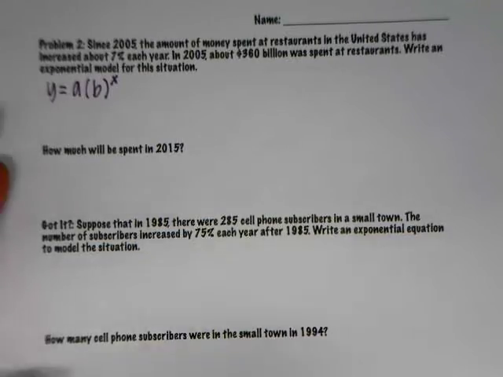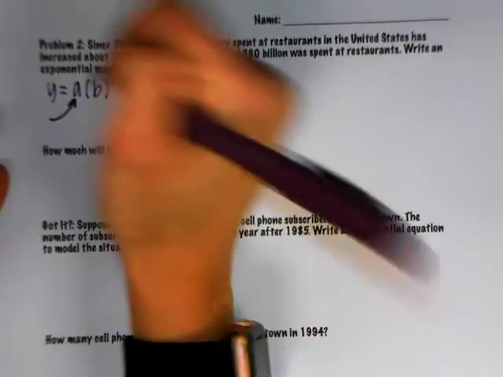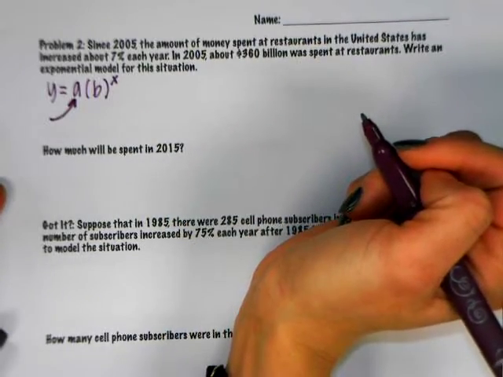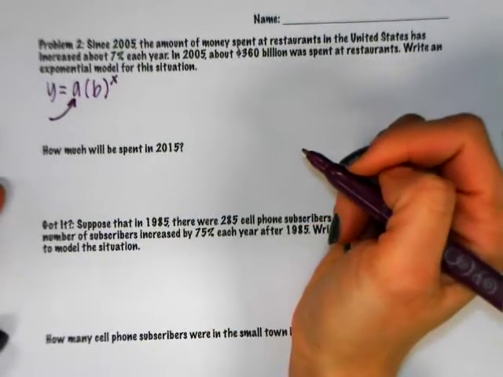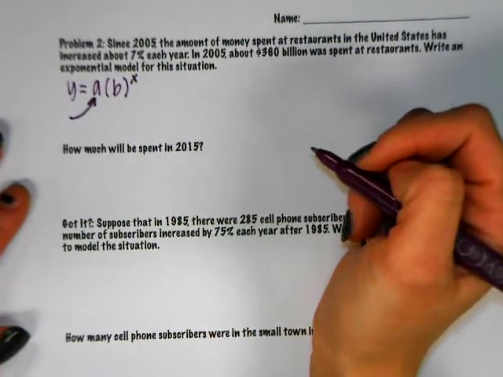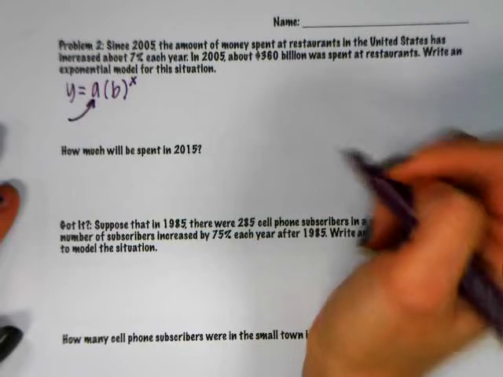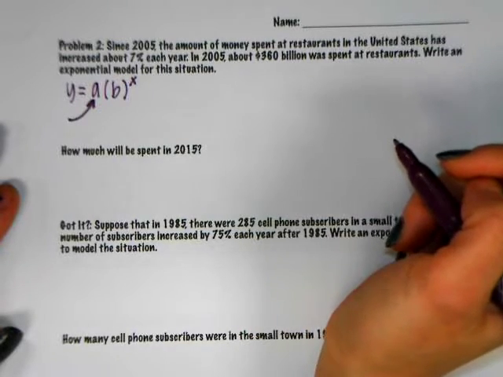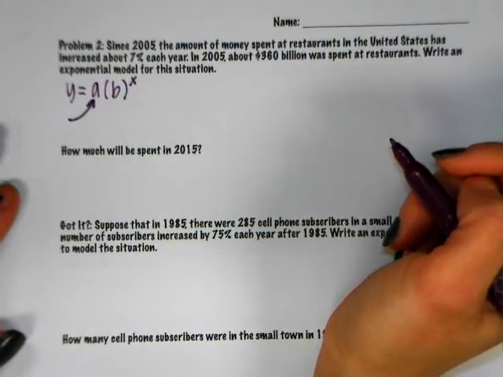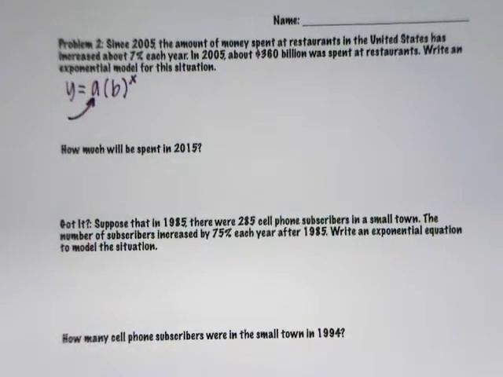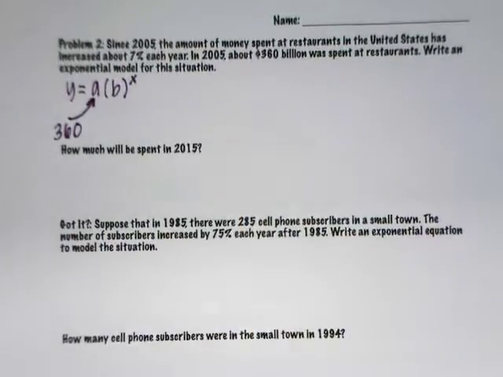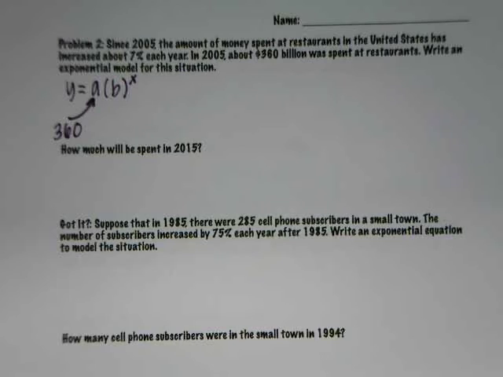So A is going to be your starting value, which is going to be what? Like the original value. Starting amount. And then it's growing or decaying from there. That's going to be for the B. Yep, so 360 billion. So we're just going to use 360 and then just know that our answer is going to be in billions. Okay? So we're starting with $360 billion.